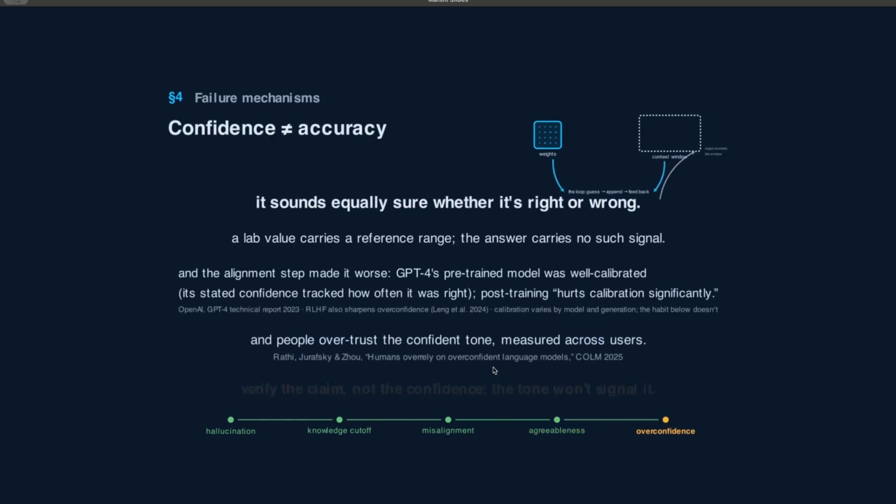And once again, these models can be very confident despite being very wrong, which is why it's important to often verify the claims that large language models make and not rely on confidence as a proxy for accuracy.